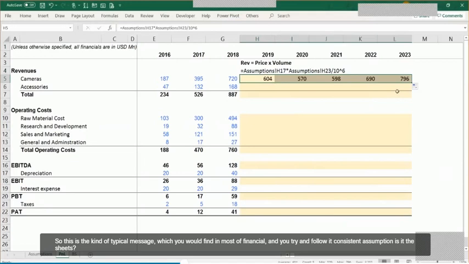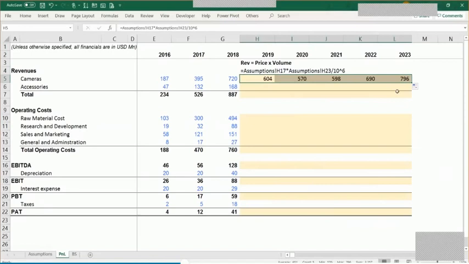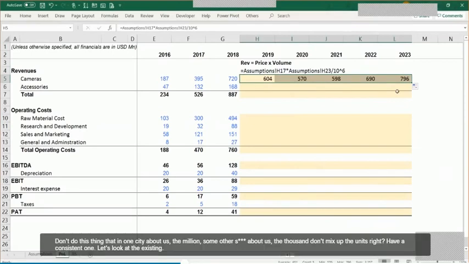Assumption is a different sheet, so forget about the assumption part, but at least for the working section and the output section, try and make sure that you use a consistent unit. Don't do this thing where in one sheet you have USD million and in some other sheet you have USD thousand. Don't mix up the units, right? Have a consistent one. Let's look at the accessories segment now.